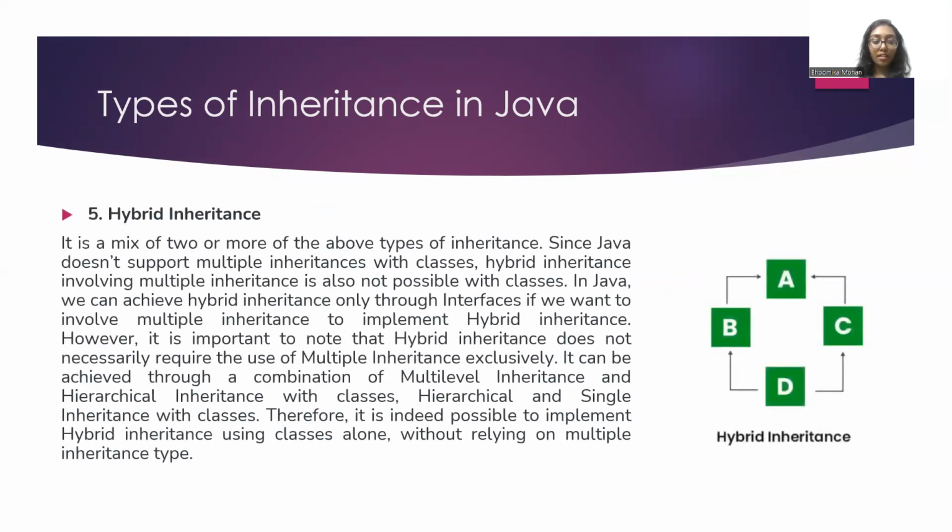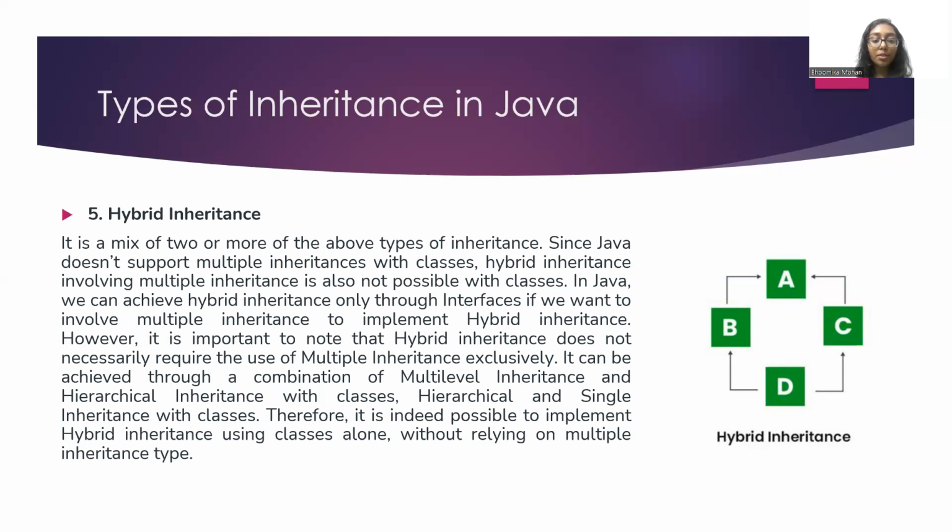Now comes hybrid inheritance. It is a mix of two or more of the above types of inheritance. Since Java doesn't support multiple inheritance with classes, hybrid inheritance involving multiple inheritance is also not possible with classes. In Java, we can achieve hybrid inheritance only through interfaces if we want to involve multiple inheritance. However, it is important to note that hybrid inheritance does not necessarily require the use of multiple inheritance exclusively.